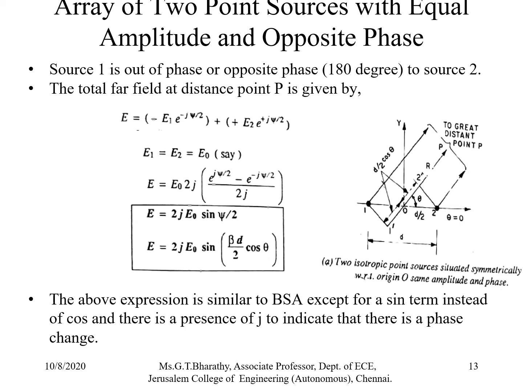Substituting psi as beta d cos theta, we got E is equal to 2 E naught cos(beta d cos theta / 2). Now instead of cos we have a sin term here, and we have a j term also to indicate that there is a phase change. So the expression for the total far field at a distant point P is given by E is equal to 2j E naught sin(beta d / 2 cos theta).